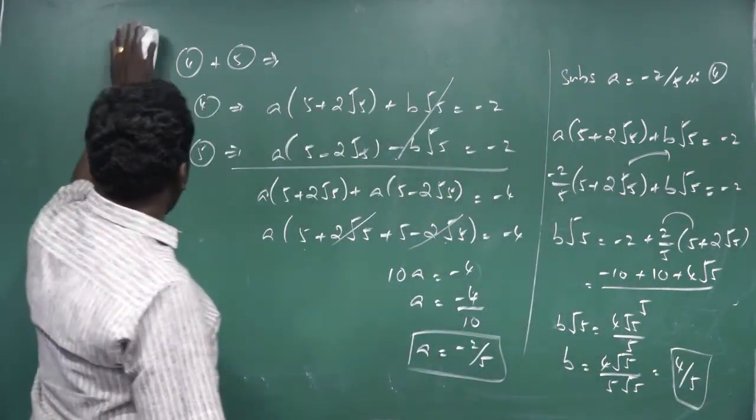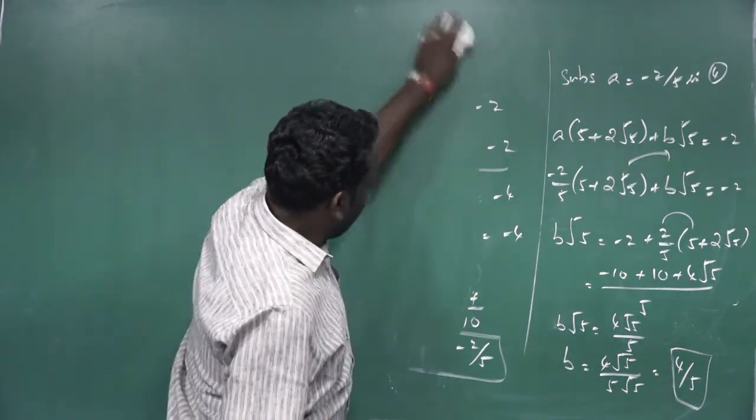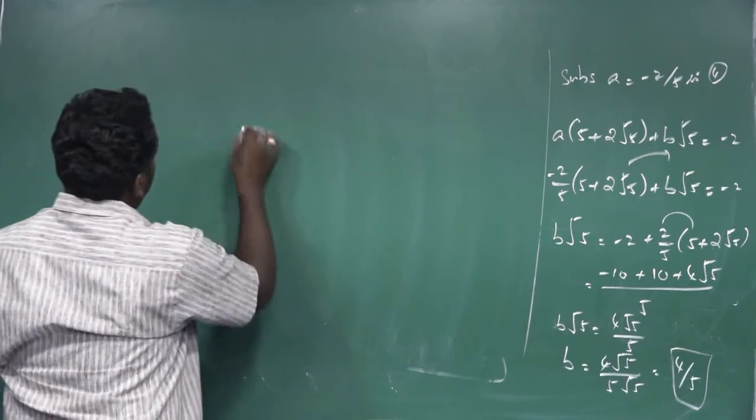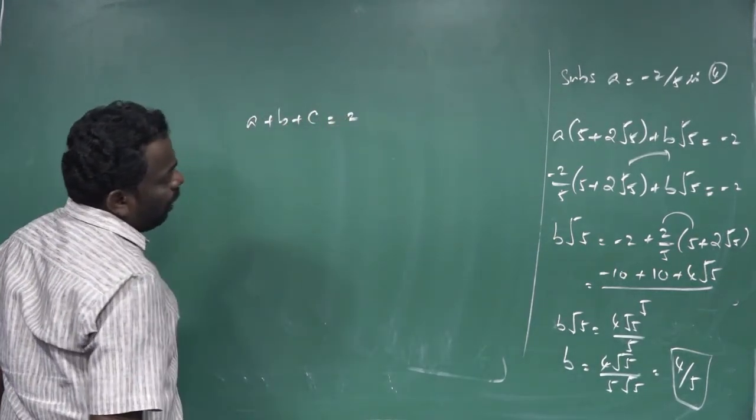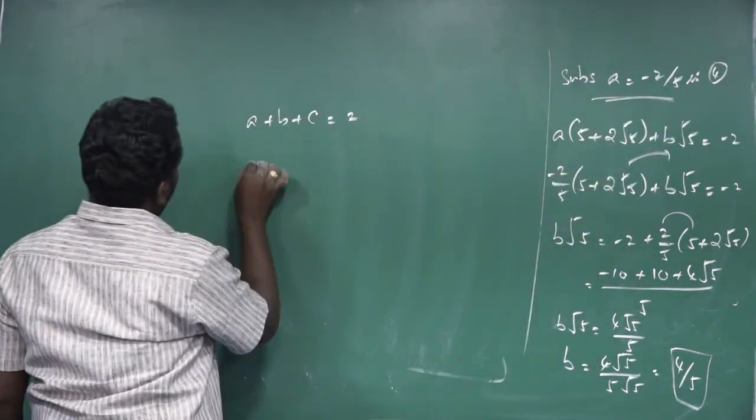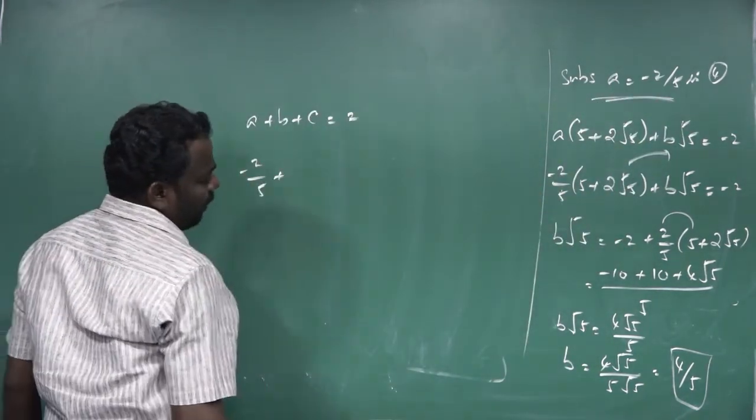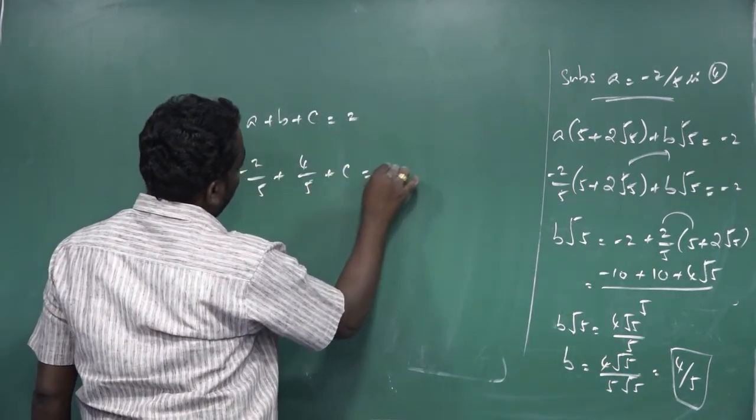Now we already know equation 1: a + b + c = 2. Now we know the value of a is -2/5, plus the value of b is 4/5, plus c, equals 2.